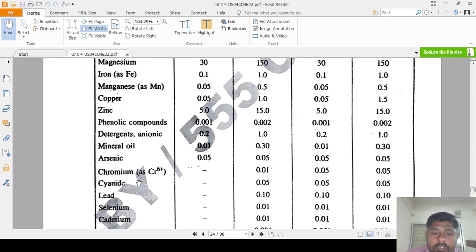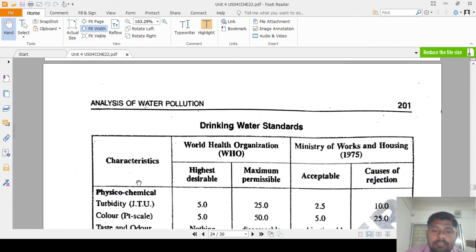So, that is drinking water standards. That is all about part 2 of the water sample analysis.